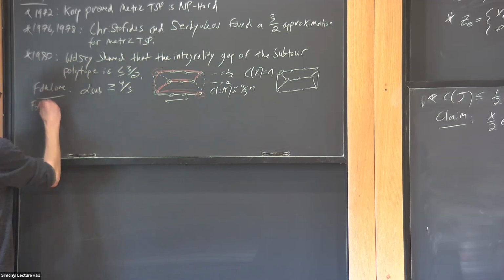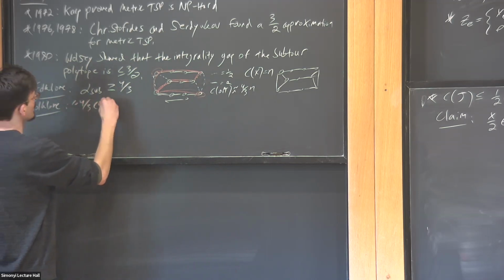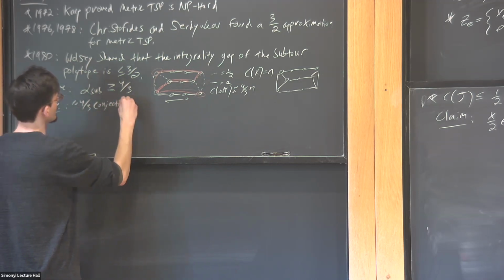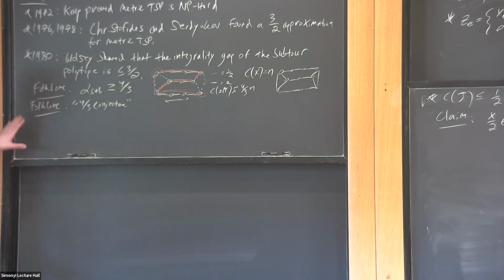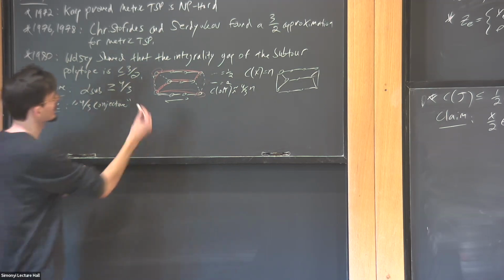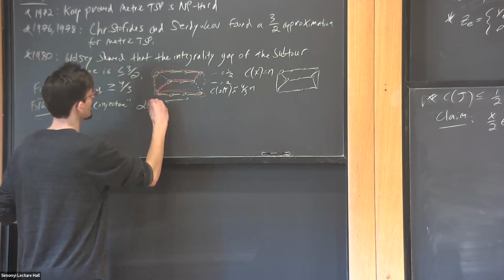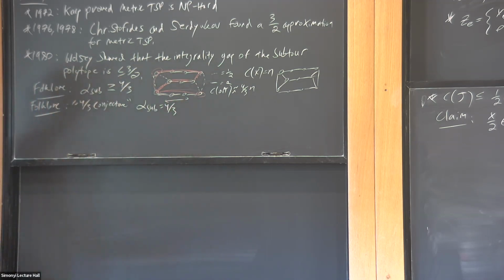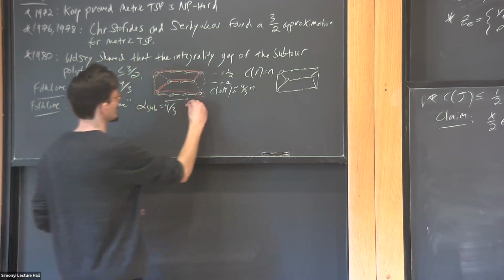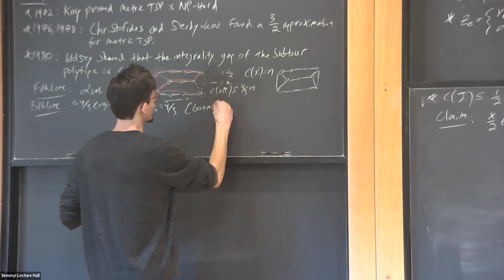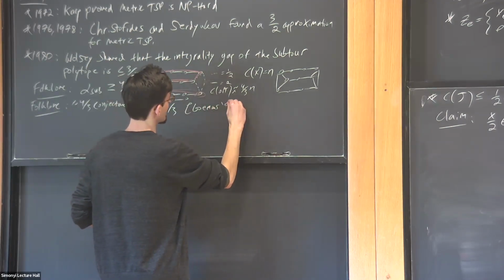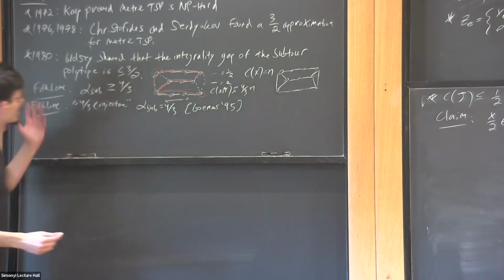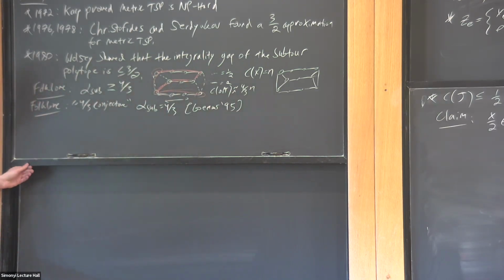Okay, and then there's this folklore conjecture, which has now become pretty well known. It's just called the 4/3 conjecture, and it says that maybe this lower bound is tight. The first place I've seen this is a paper by Goemans in '95, but I think it was talked about much earlier.